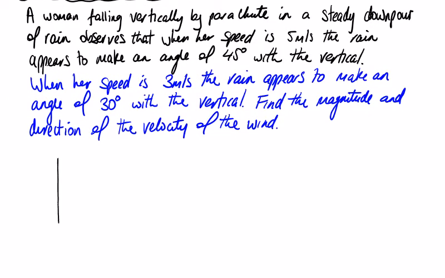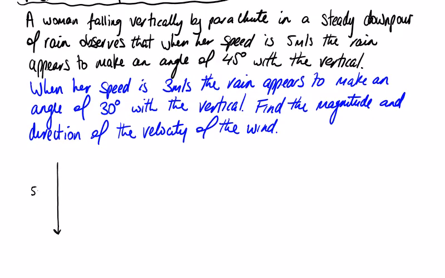She's falling. She's very observant, this woman. She can see a lot going on. So she's falling at 5 meters per second. The rain appears to make an angle of 45 with the vertical. I'll just continue this down a little dotted line. So the rain appears to make an angle of 45 here. So this is the velocity of the woman, just here. The velocity of the rain relative to the woman is going down this way. So this must be the velocity of the rain.